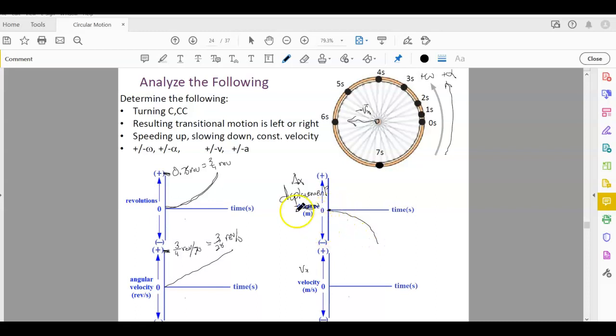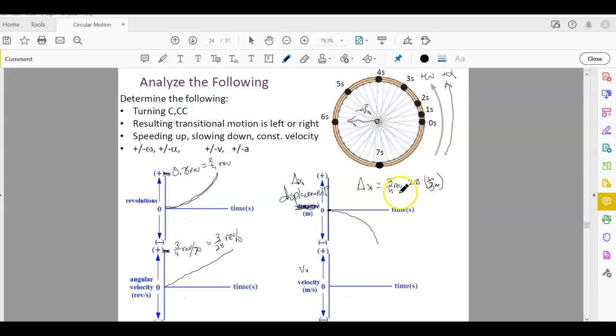Okay. And again, if this wheel is a half meter, then it's going to be rotating 3/4 of a revolution times 2 pi times a half meter. Actually, I said a third meter.